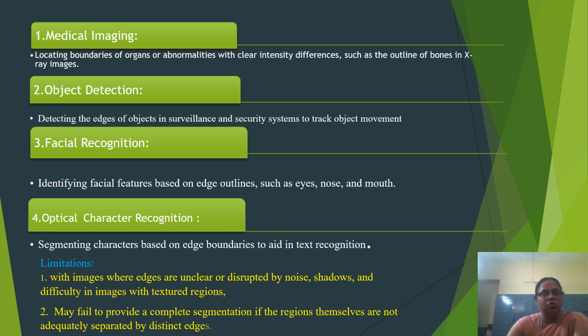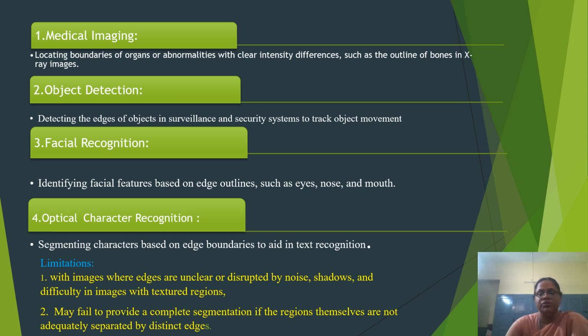It also has limitations. When used with images where edges are unclear or disrupted by noise or shadows, or images with textured regions, it may fail to provide a complete segmentation if the regions themselves are not adequately separated by distinct edges.